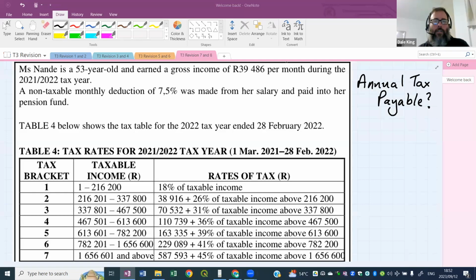For those people that are trying this question out, what is the annual tax payable for Nande? Just take a screenshot of this, and then I'm going to go down to that question again to explain it. Everyone that's trying to do this, please take a screenshot and carry on working. I'm going to move down to that question to quickly re-explain it.